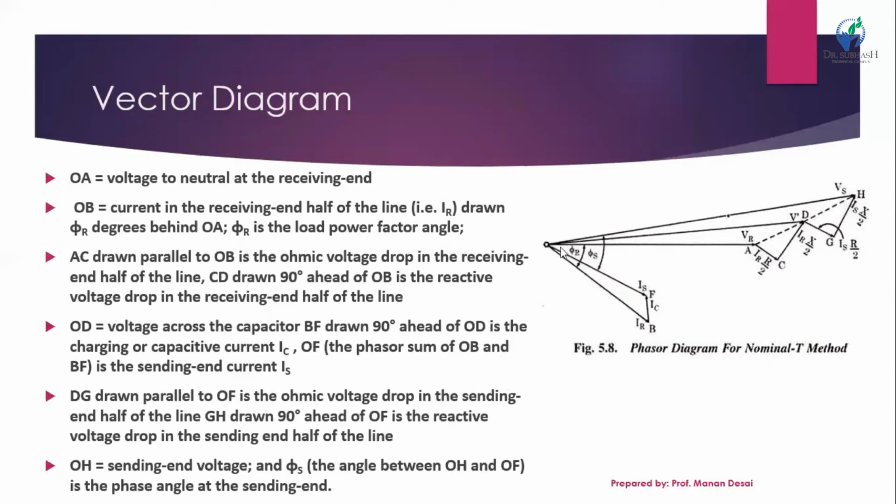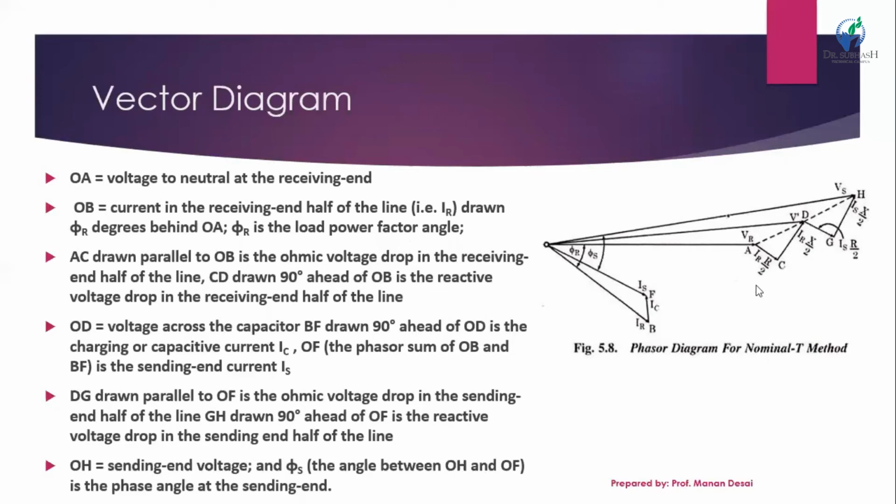Then OB. OB means IR, the receiving end current. OB is drawn lagging by phi R angle behind OA. Obviously it is lagging because of the inductive effect, since the whole transmission line is inductive. So phi R is the load power factor angle.